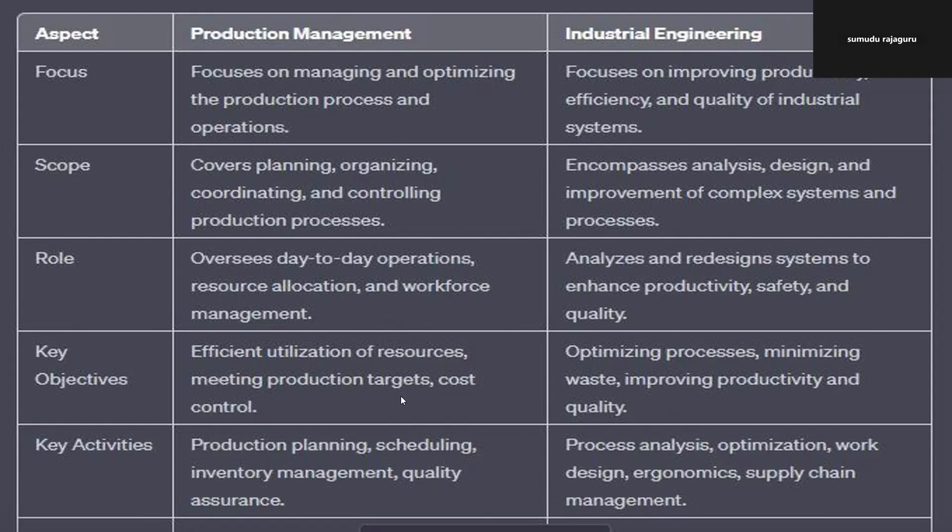Production management's key activities are production planning, scheduling, inventory management, and quality assurance. Operation management's key activities are process analysis, optimization, work design, ergonomics, and supply chain management.